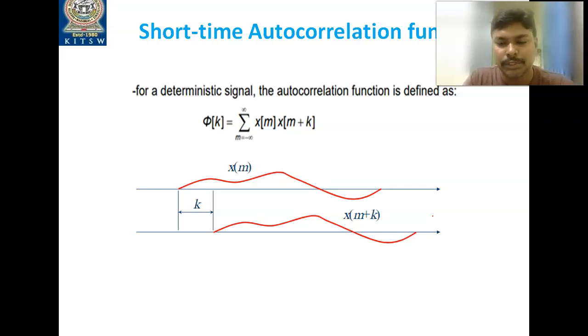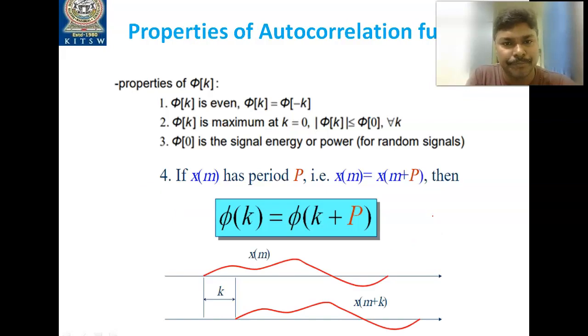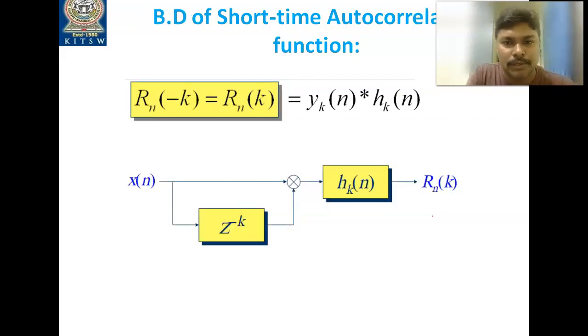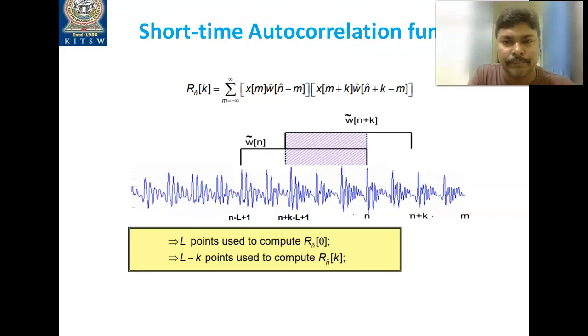In the pictorial representation, you can easily understand from this figure. These are the properties. Phi of k is even, that is phi of k equals phi of minus k, and it is maximum at k equal to 0, that is phi of 0, which is the energy or the power for random signals. This point we also clearly mentioned: it preserves the periodicity. And this is also very important, Rn of minus k equals Rn of k; mathematically we can prove it like this. And this is a block diagram representation for the convolution y of n with h of n.